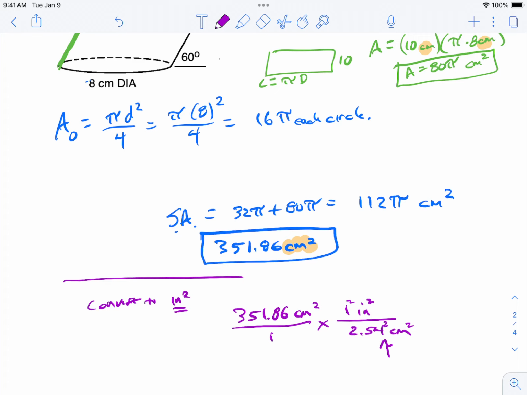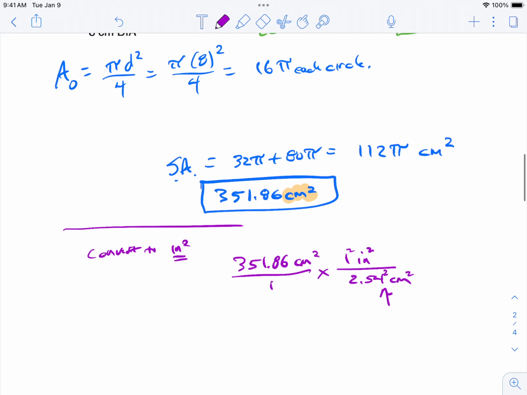Now you've got it burned in, right? And that equals just about 54.5-ish. 54.5, and as long as I'm carrying 5 sig figs, I might as well continue to carry 5 sig figs. There's a decimal there. That's how many square inches it would be.